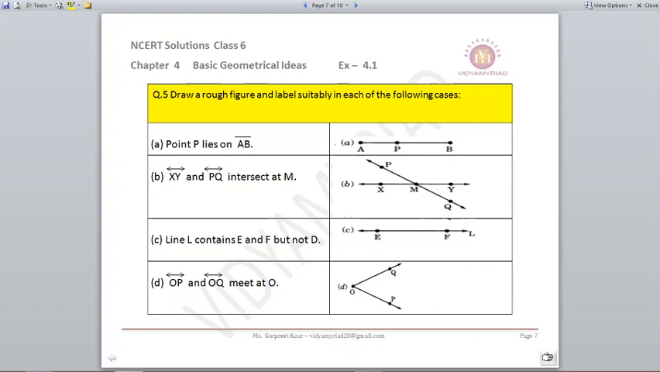You have X and Y line, you have PQ as a line, intersect at M. So draw two intersecting lines, and the center point where they are meeting, they will be marked as M. Line L contains E and F but not D. So if you see, L line is drawn and 2 points are on that line, E and F. OP and OQ meet at O. So there are two line segments, two lines where you can draw OP and OQ. They are meeting at O.